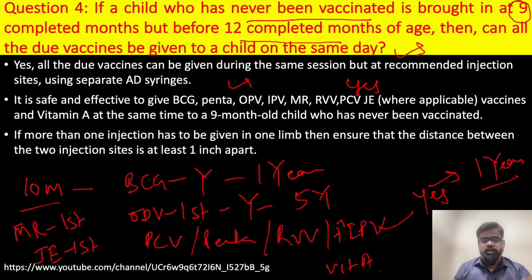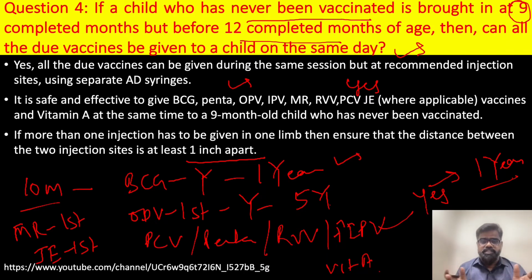If you're giving more than one vaccine in one limb, for example, in this situation, there is a possibility you have to give BCG in the left upper arm. You have to also give JE in the left upper arm. So for both vaccines you are giving, just maintain the distance between the two injection sites at least 1 inch apart. Okay, so all the due vaccines based.